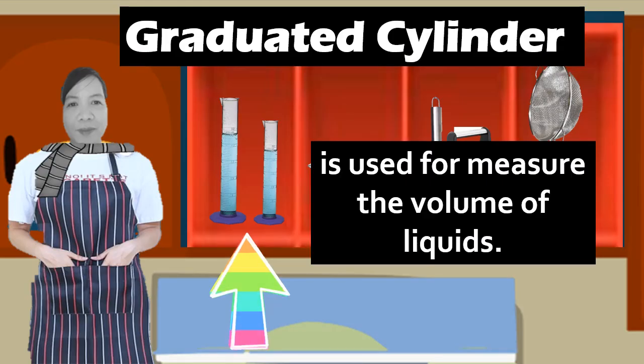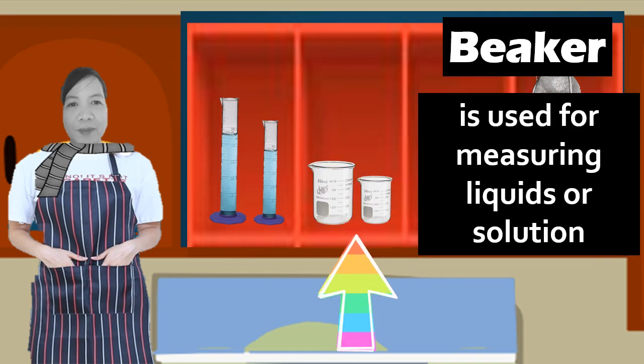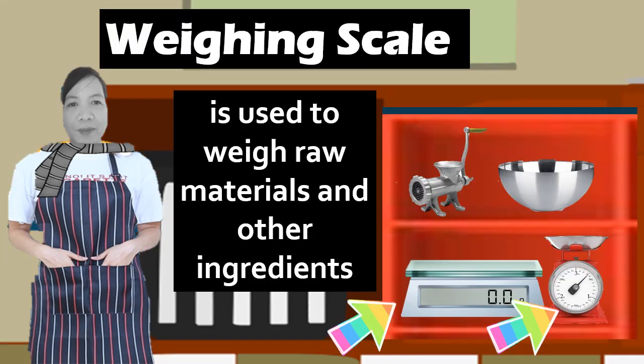Graduated cylinder is used to measure the volume of liquids. Beaker is used for measuring liquids or solution. Weighing scale is used to weigh raw materials and other ingredients.